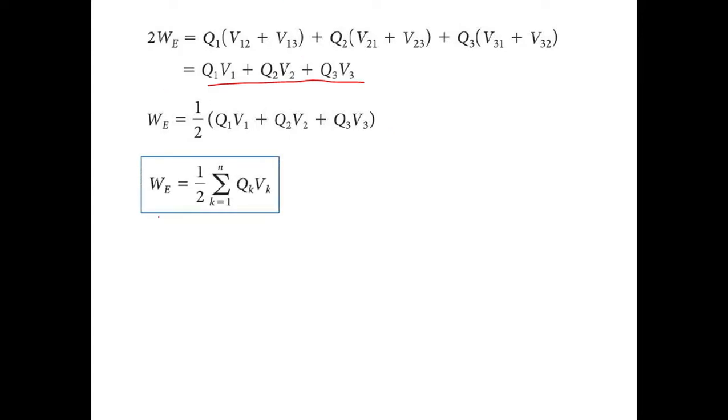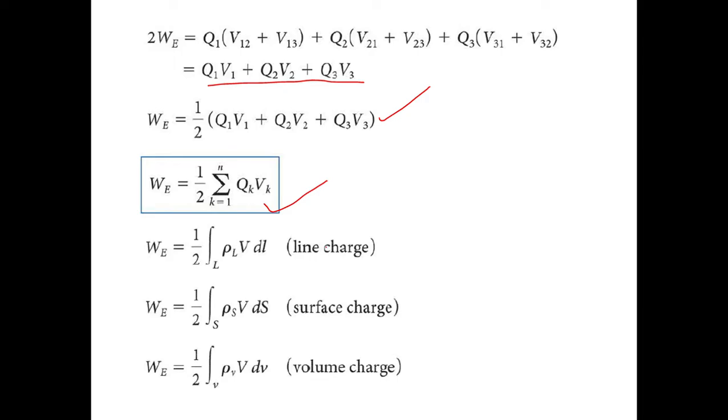So this will be WE is equal to half of the sum from K equals 1 to N of QK into VK, right? This formula can be used for n number of charges. Here we had used only 3 for analysis. So if there are n number of charges, this is the formula you have to use.